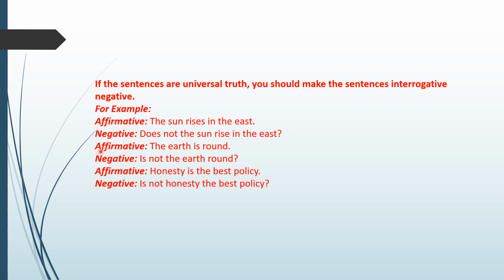Look at the next example. The earth is round. This is also a universal truth. So you have to make it into the interrogative negative, or a yes-no interrogative. Use the auxiliary is from here. So, is not the earth round? The next example, honesty is the best policy. Again, you use is from this affirmative itself, and you will write the negative as: is not honesty the best policy? So all these are examples of a yes-no interrogative negative sentence.